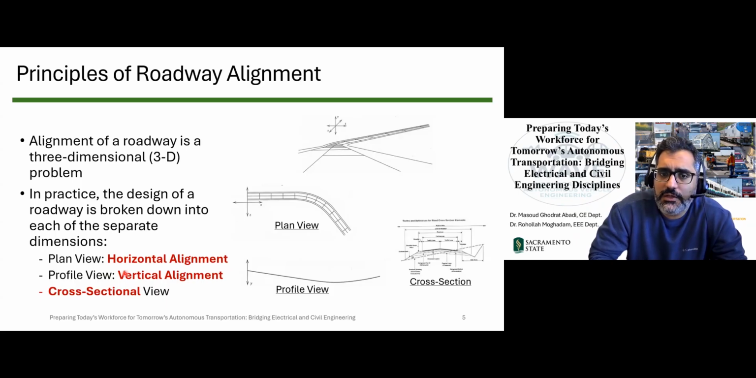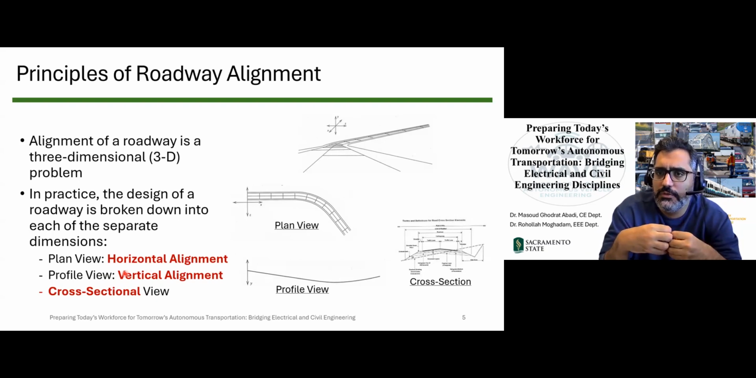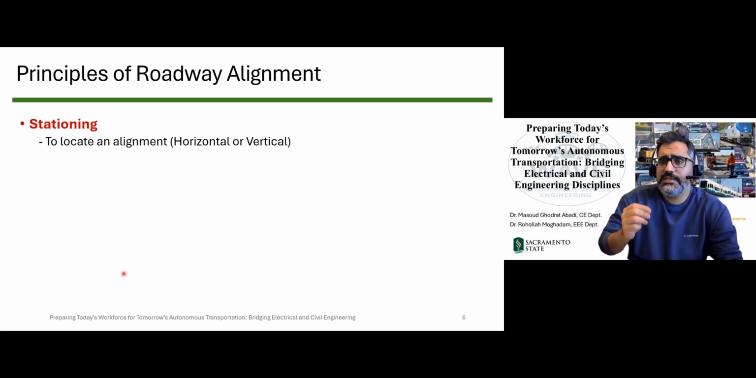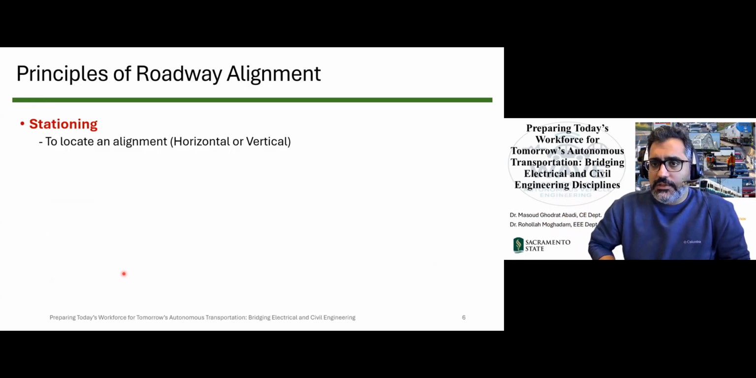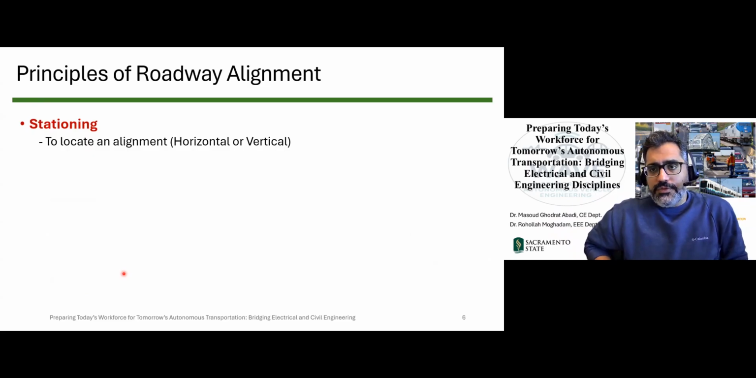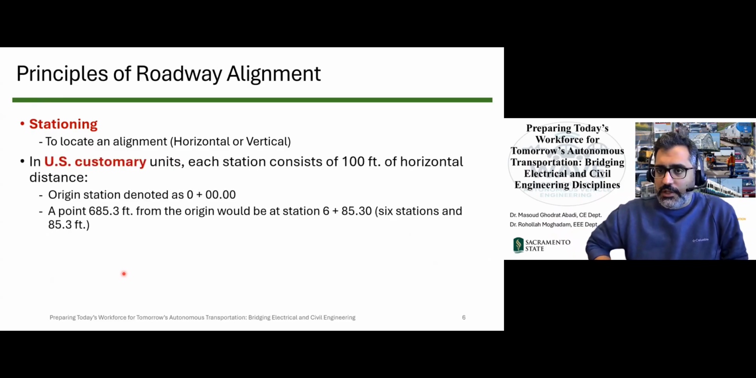But you could ask the question, okay, if I turn this into two-dimensional, for now, let's just think about plan and profile. How can I connect these two together? So I have two sets of maps, and I need to find a reference point that allows me to connect these two sets of maps with each other. How do we do it? We use stationing and later elevation of the points. So we identify the station of points both on horizontal and vertical alignment.